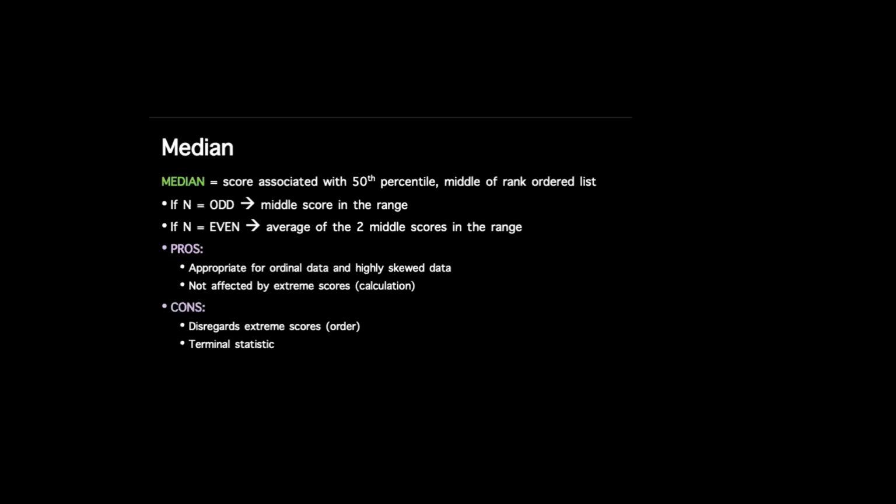Okay, however, it is a limitation because it does disregard extreme scores, right? So we might know what the middle of the data is, but we don't know any other information about the rest of the data set, or that an extreme score even exists, okay? A median is also not a terminal statistic, okay? So that means we cannot use it in further statistical calculations.